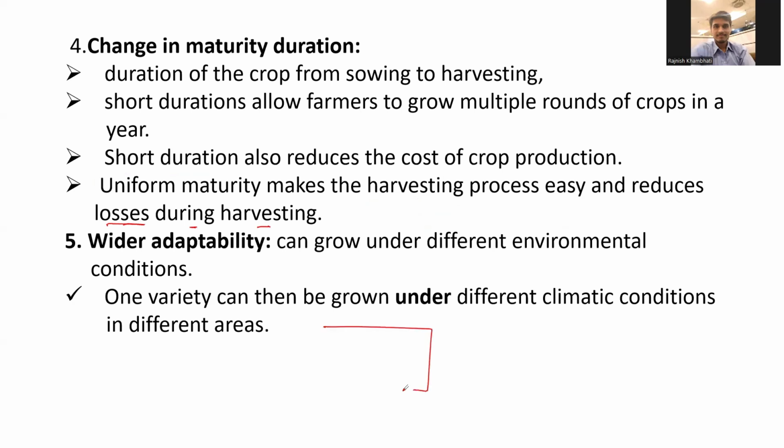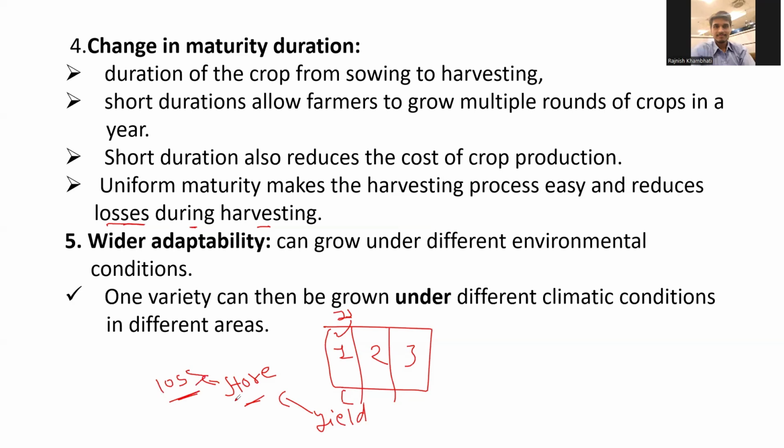For example, this is a farm. In the farm, I will grow 3 rows. So this is number 1, number 2, number 3. Now, row number 1 matures first. I will yield it. But after the yield, what is the problem? I have to store it. And during storing, it undergoes some losses. Because I cannot sell it yet. Why? Because the second and third parts of the crop remain.